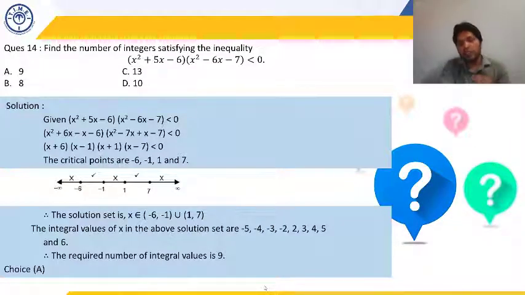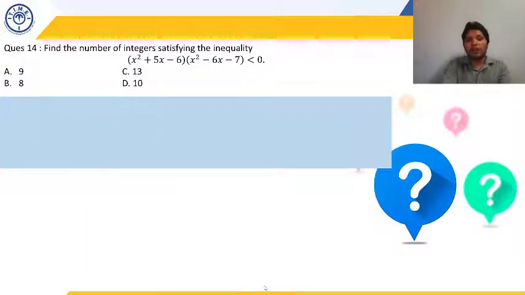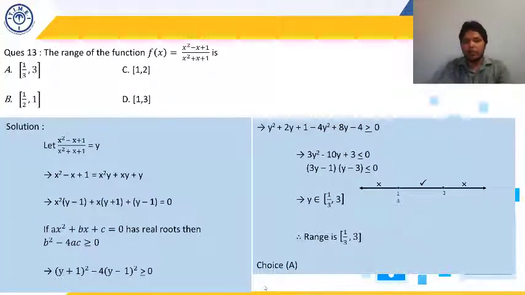So I hope it is now clear to all of you why we solved the earlier question using the standard approach. Suppose the question had been to find how many integers satisfy the function f(x) equals (x square minus x plus 1) upon (x square plus x plus 1), and the options were 1, 2, 3, 4, 5. Then we could not have solved it using the options. We have to solve it using the standard approach. We'll get the range to be 1 by 3 to 3. And what are the integers between 1 by 3 and 3? They are 1, 2, 3. So the answer is going to be 3 integers.